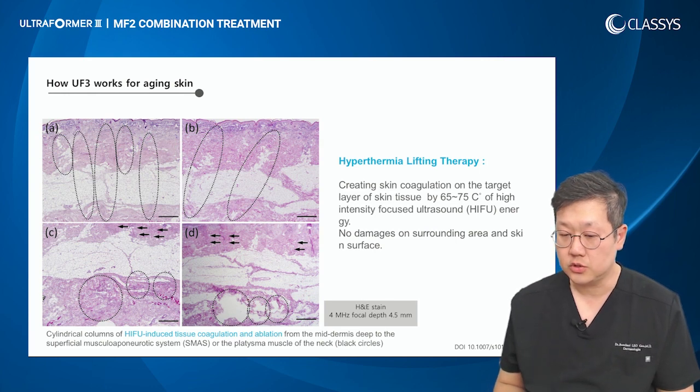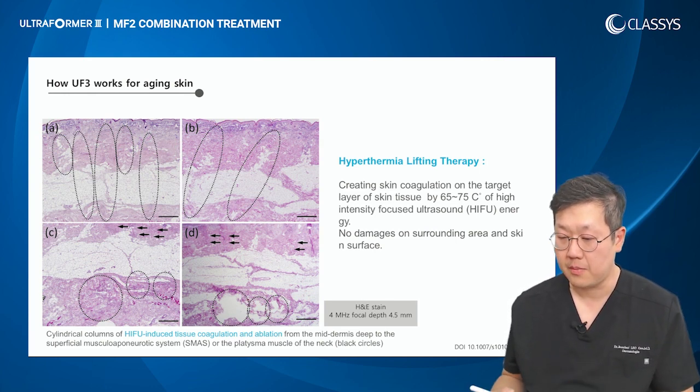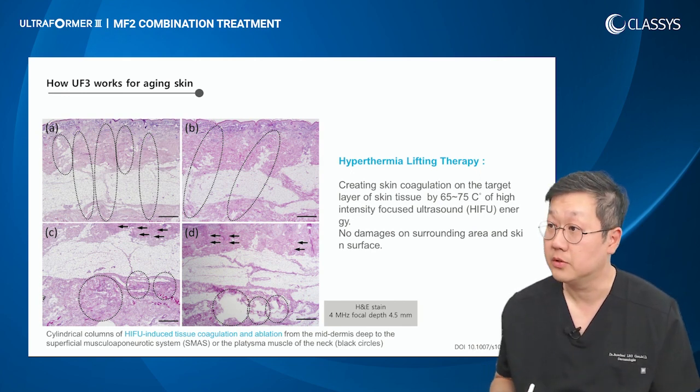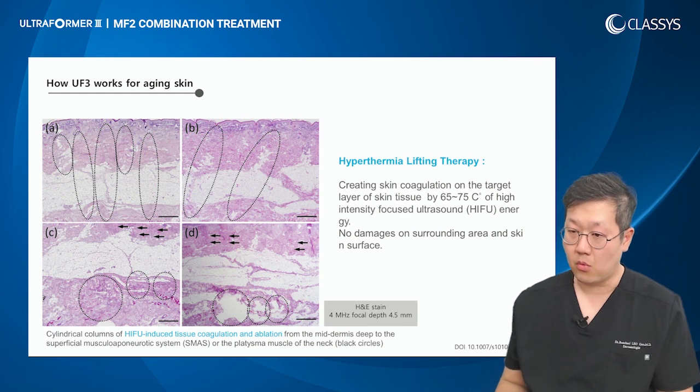We can use hyperthermia lifting therapies using high-focused ultrasound, which is well known to give a focal point of hyperthermia to make shrinkage, new collagen genesis and rearrangement of collagen bundles. We will make more prominent changes.